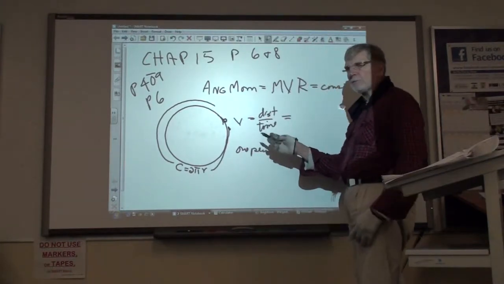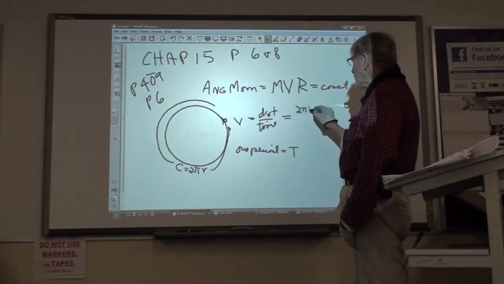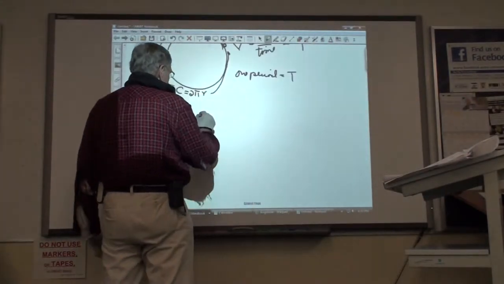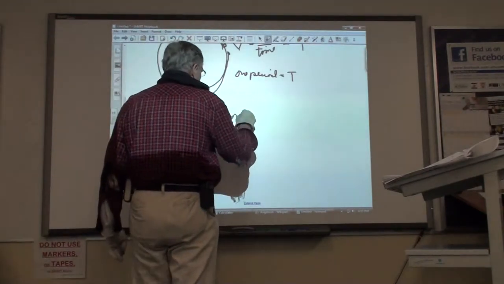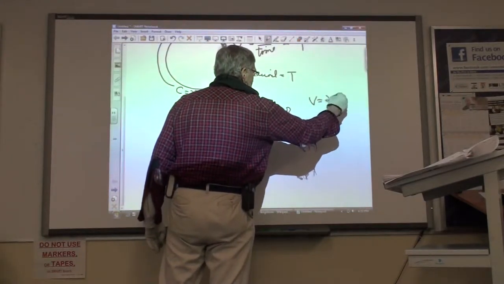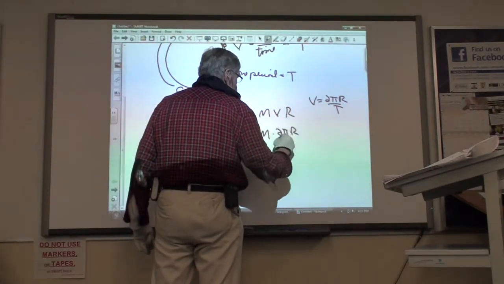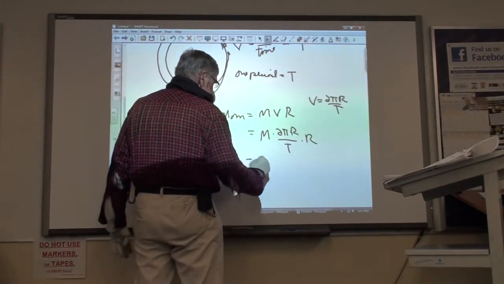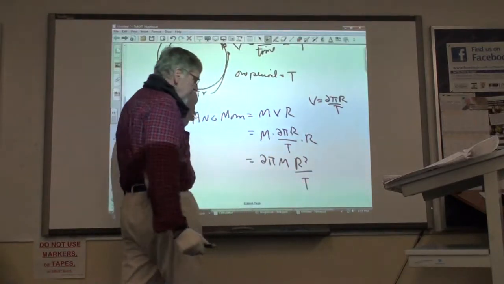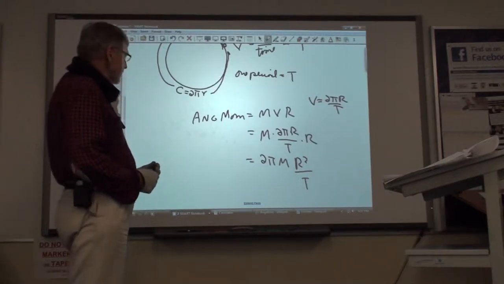So the velocity of an object on the equator of a revolving sphere is going to be 2 pi r over T. So if we substitute this into the original angular momentum equation, that angular momentum equals mvr, and now we have that v is equal to 2 pi r over T. We have this is equal to m times 2 pi r over T times another r. So it's equal to 2 pi m times r squared over T, where r is the radius of the object and T is the period that it takes to go around once.